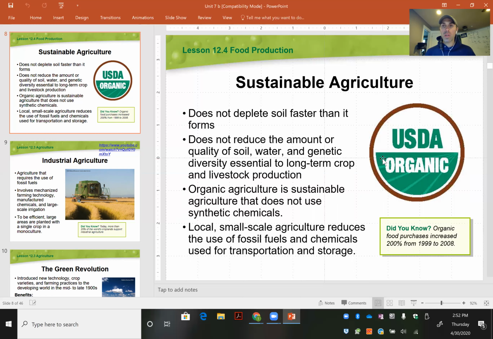We are looking for low till, which means we're not going in and digging up that soil as often as normal, okay? We're kind of letting all the little organisms in there rebuild and restore the nutrients in the soil. There's no use of synthetic fertilizers. We're using natural fertilizers, good old-fashioned manure, cow poop. We're also not really going for large-scale farming. Sustainable agriculture lends itself more to small-scale farming. Okay, that was number 3.